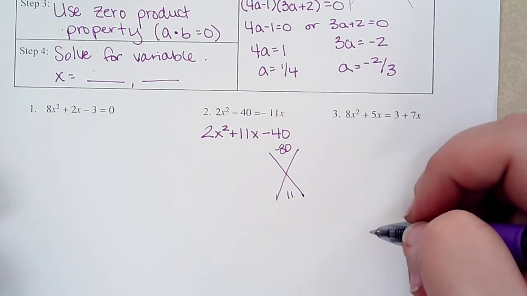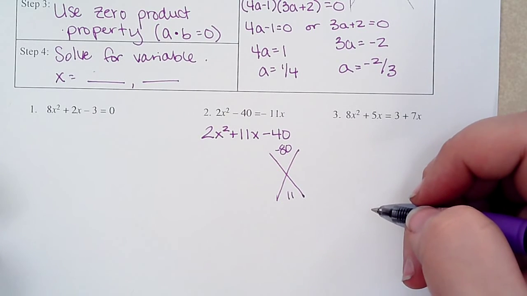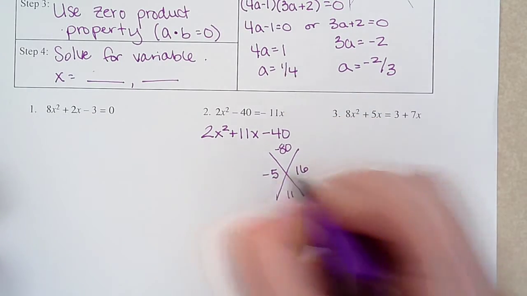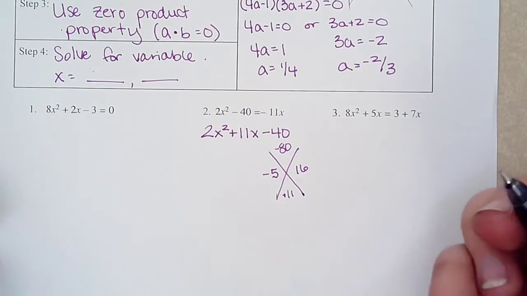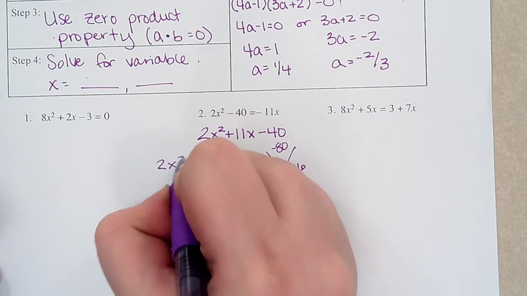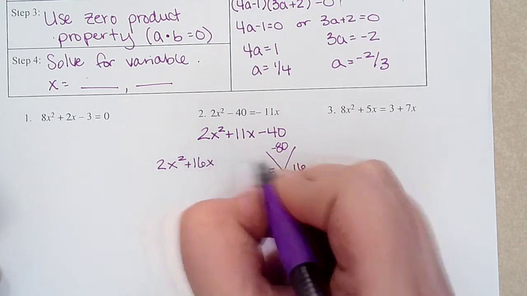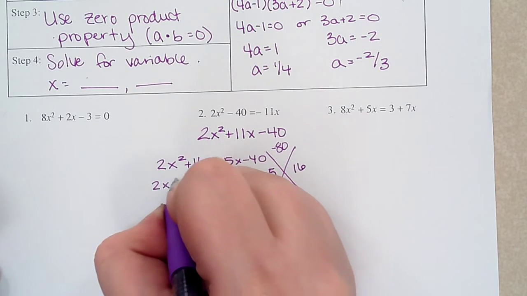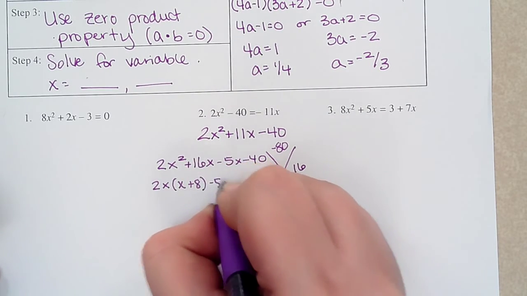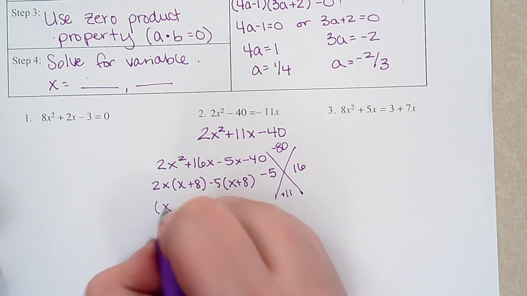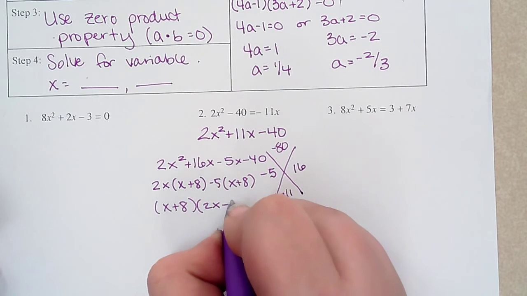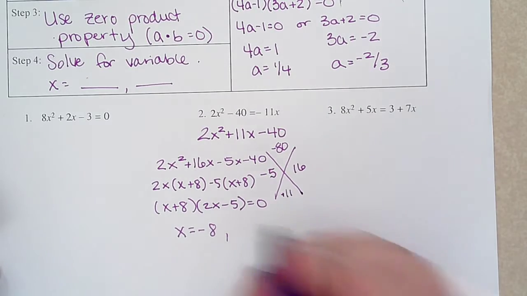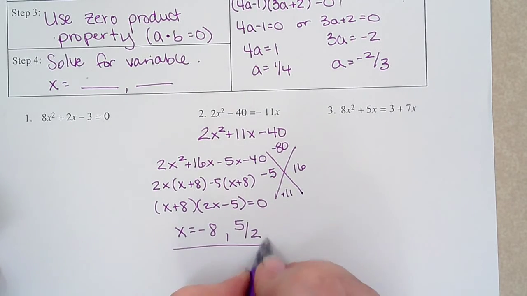Let me think on that one. I believe a 5 and a 16 multiply to 80. A negative 5 and a positive 16 will add to that plus 11. Now we're going to rewrite it as 2x squared plus 16x minus 5x minus 40. Factor by grouping. Once we have our factors, we set them each equal. So I either get x equals -8 or I get x equals 5/2.